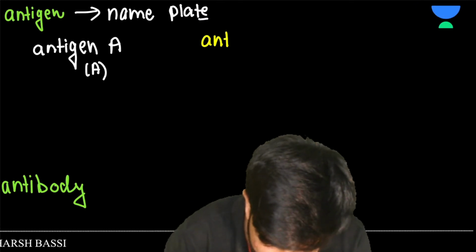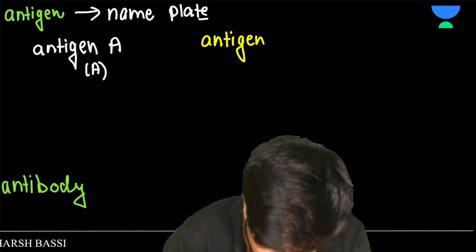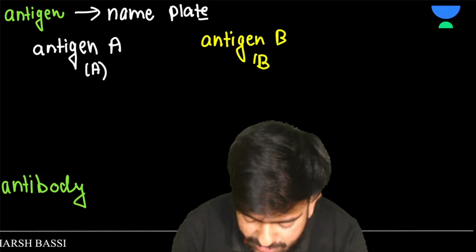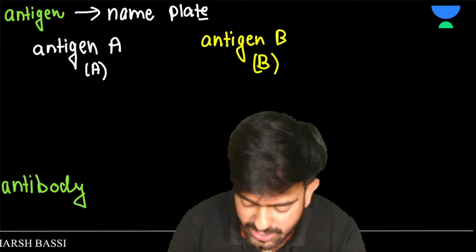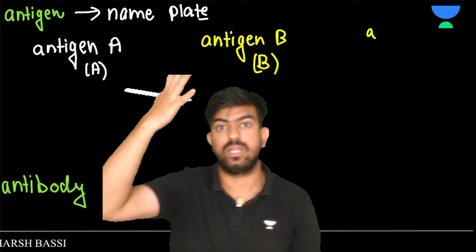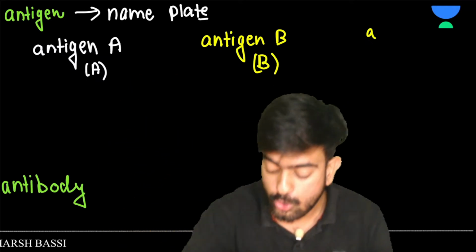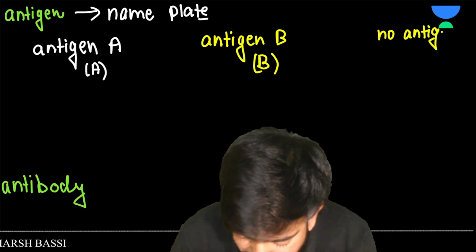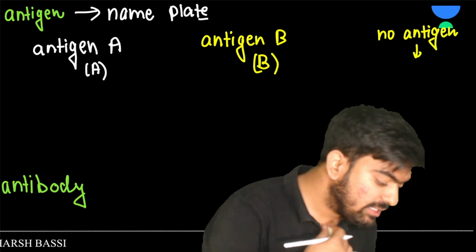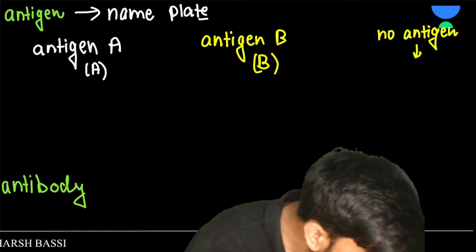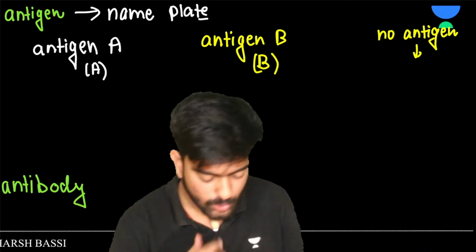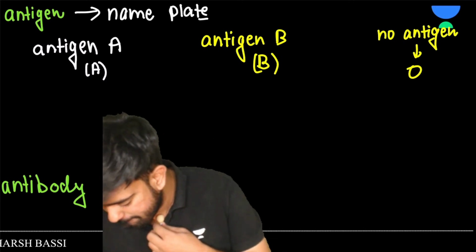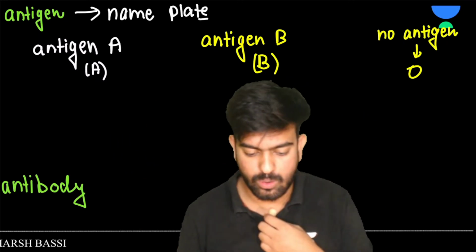If suppose I said that there is antigen B, then what will you say? Antigen B, so blood group will be B. If I say no antigen, that means what? The blood group will be O. No antigen, that means blood group O. Clear to everyone? No antigen, blood group O.